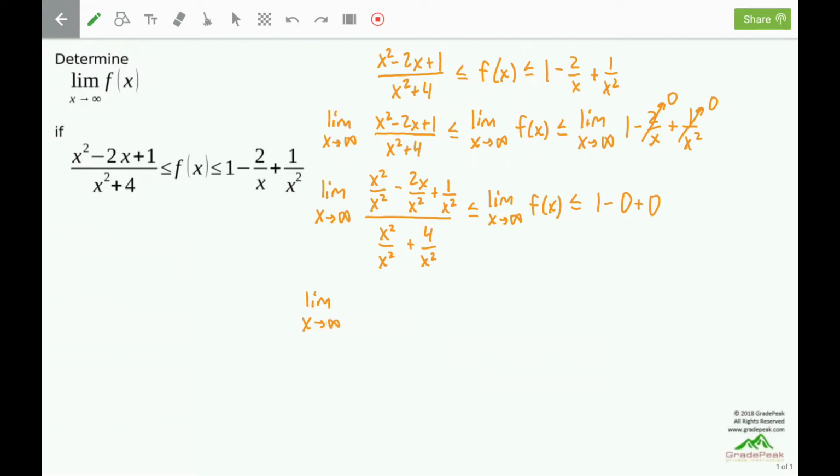Back to the leftmost limit. In the numerator, the first term, the x squareds, can fully cancel, leaving behind a positive 1. And the second term, one of the x's in the denominator will cancel with the x in the numerator, leaving a minus 2 over x. The third term has no x's that can cancel. It will remain as a positive 1 over x squared. In the denominator, the first term, the x squareds, will fully cancel, leaving a positive 1. The second term has no x's that will cancel. It will remain as a 4 over x squared.